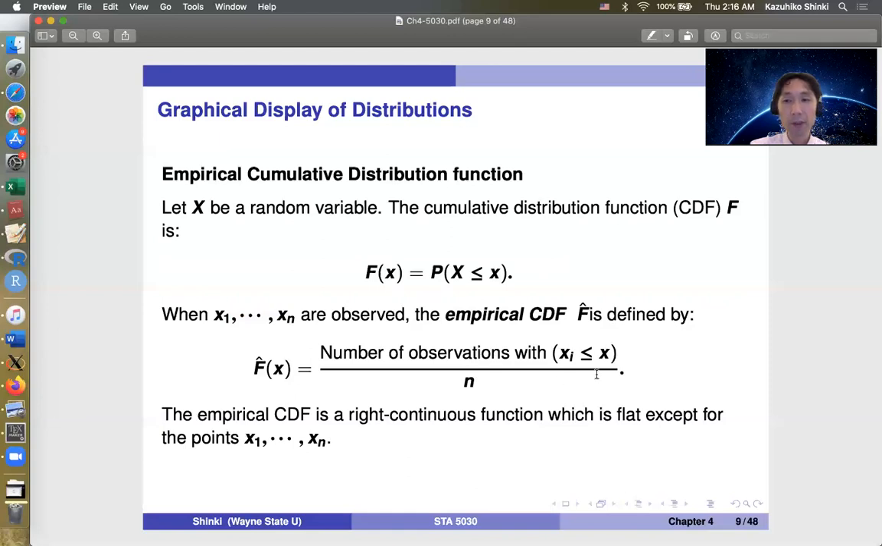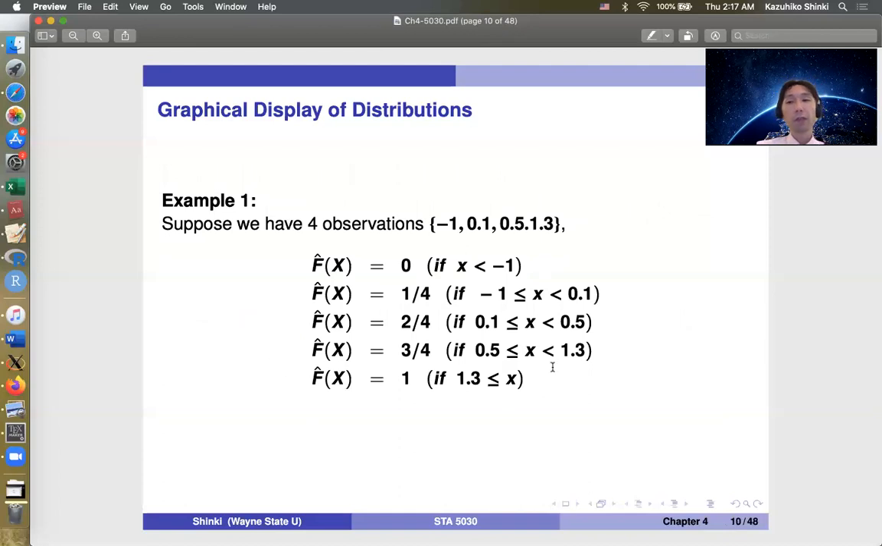So this is approximately the same as F of x, right? Since the x are random, of course we have some fluctuation, some randomness. But basically, if we have a large number of observations, F hat of x is pretty close to the true F of x. So this is called the empirical CDF, because this is an estimate for the CDF.